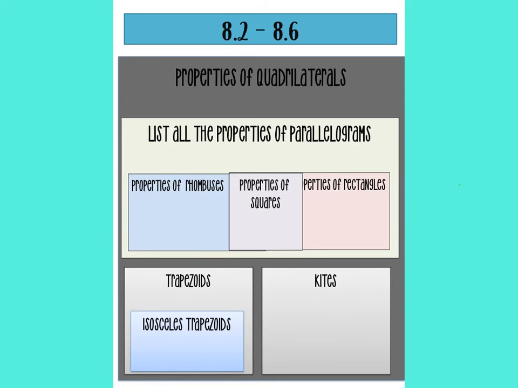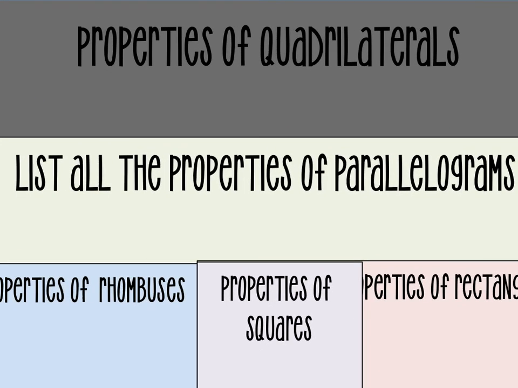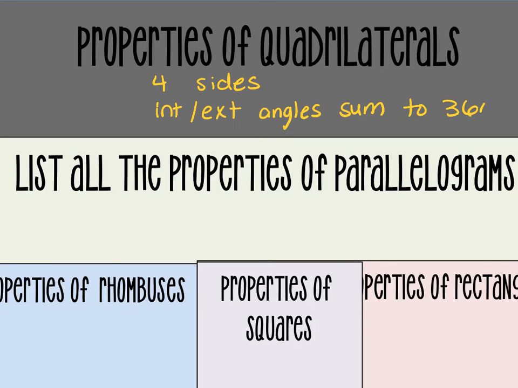So there's only a couple things we know about quadrilaterals, but what's one thing? It has 4 sides, and all interior angles and exterior angles sum to 360. So that we know about every quadrilateral.